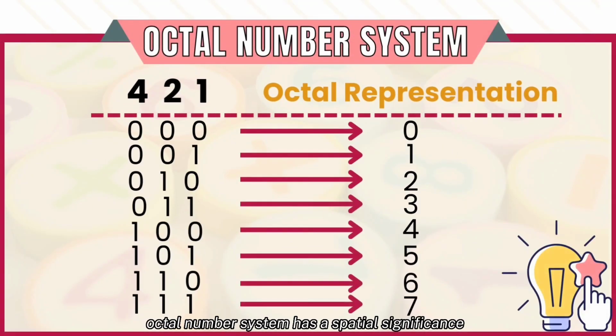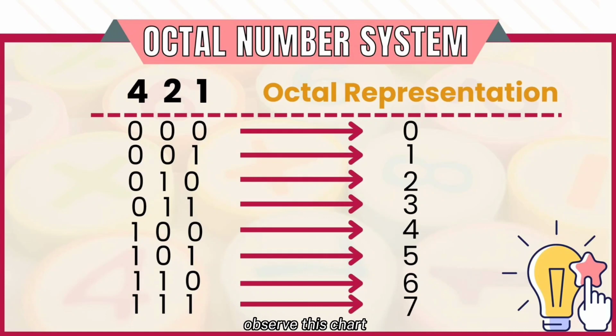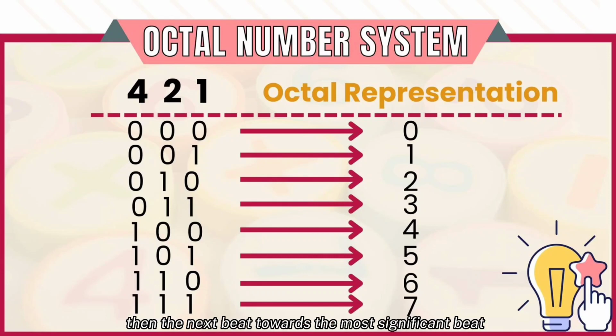The octal number system has a special significance with 3-bit binary numbers. Observe this chart. In the previous session, we learned that for 3-bit binary numbers, the least significant bit's place has the place value 2 raised to the power of 0, that is 1. Then the next bit towards the most significant bit has the place value 2 raised to the power 1, that is 2. And finally, the most significant bit has the place value 2 squared, or 4. Now, every 3-bit binary number will represent an octal symbol.